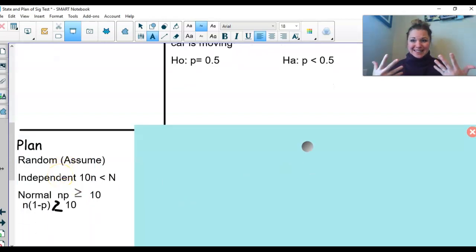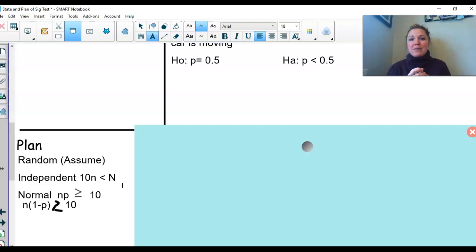You're gonna, again, like I say, want to pause throughout, so do it as you need to. I have random. Random can be a random sample or some sort of random process in the problem, okay? Independent, that's where you're going to take 10 times n. This n is your sample size, which has to be less than capital N. That's your population size. It's not always stated in the problem.